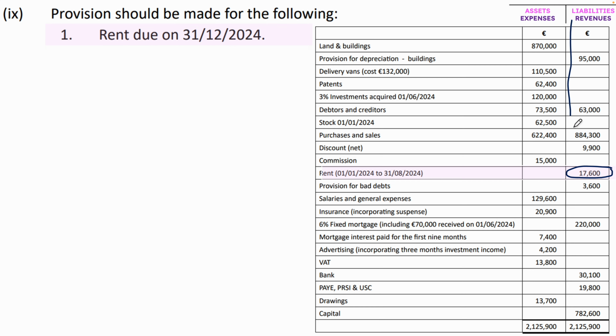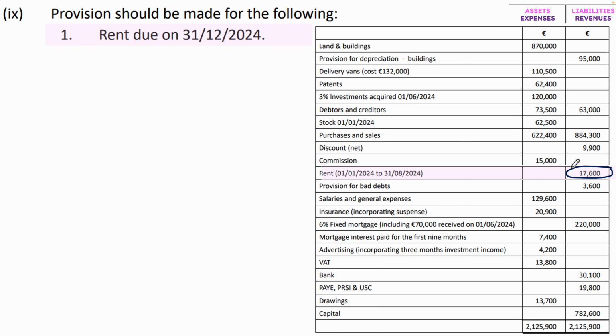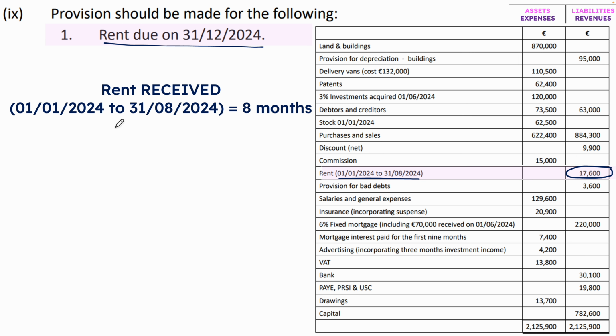We can see that that is rent receivable. So we have received rent from tenants, and it's saying now rent due on the 31st of the 12th. So this rent receivable is rent for 8 months, from the 1st of January through to the 31st of August. So there's 4 months rent that's due at the end of the year. So we just have to work out how much money that is.